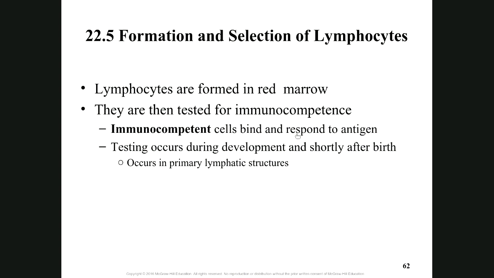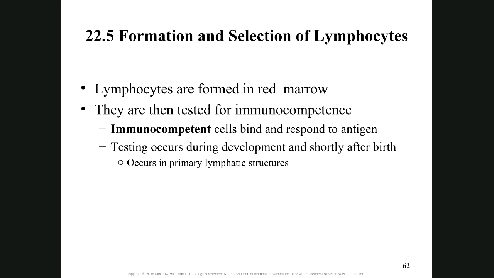The lymphocytes are formed in the red bone marrow, as I told you, and they are then tested for immunocompetence. Immunocompetent cells bind and respond to antigen. First, maybe our T cells or B cells are not active. They cannot respond to any pathogens. But when they become immunocompetent, it means that now they are active and they can bind and respond to a specific type of antigen. This testing occurs during development and shortly after birth, and it occurs in the primary lymphatic structures.